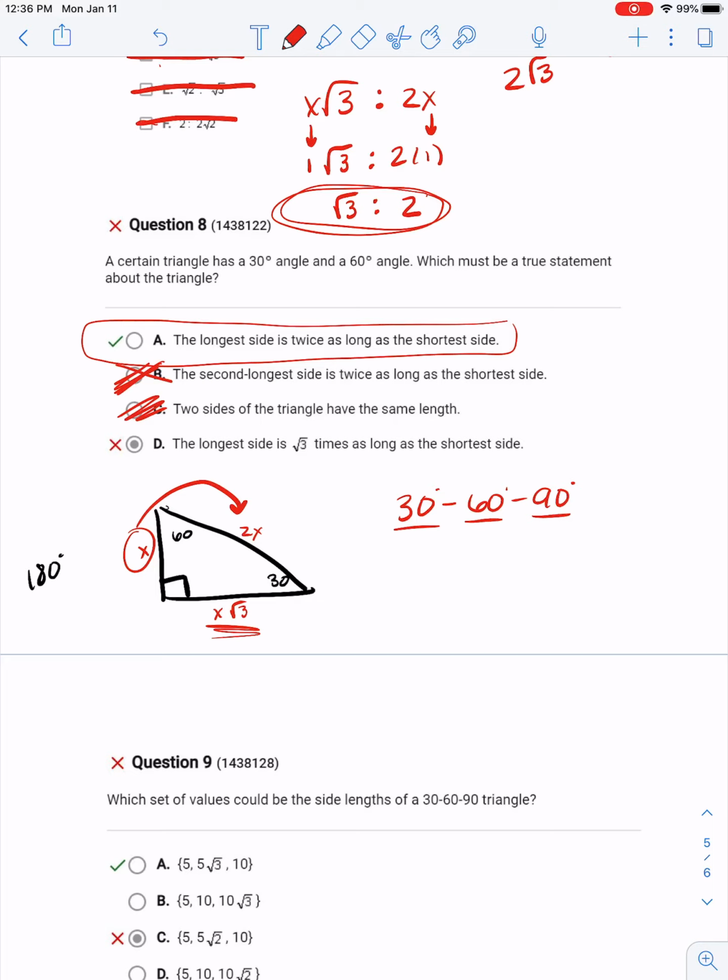And then, the longest side is square root of 3 times as long as the shortest side. Now, if that said the longest leg instead of side, that would be true, but it doesn't say the longest leg, it says the longest side. The hypotenuse is always the longest side, so no, that's not true, okay? So it has to be A.